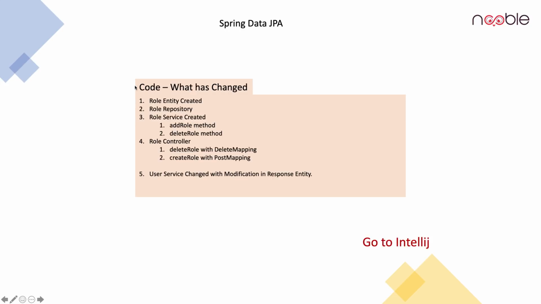Now let us look at what has changed in the code from the previous demonstration. A new role entity will be created, a role repository will be created, and a role service with two methods, add role and delete role. The role controller has delete role with delete mapping and create role with post mapping. I made a small change to the previous code in the user entity. So now let us open IntelliJ.